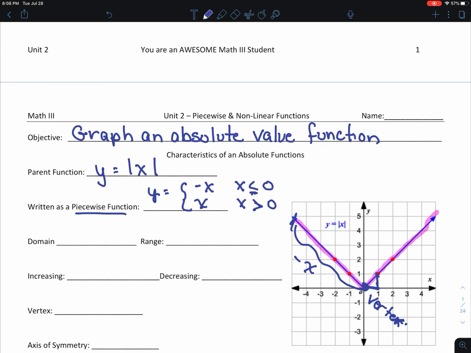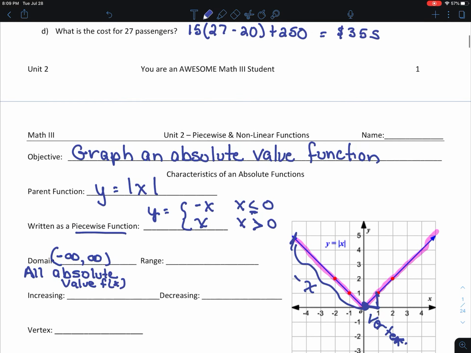So looking at this, what would you say the domain of this function is? We could say that domain is negative infinity to infinity. And that's true for all absolute value functions. All absolute value functions have a domain of negative infinity to infinity. Its range is based on its vertex.